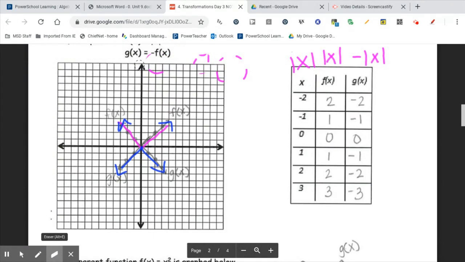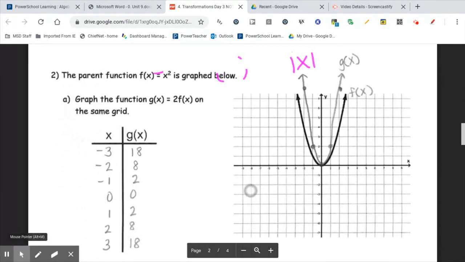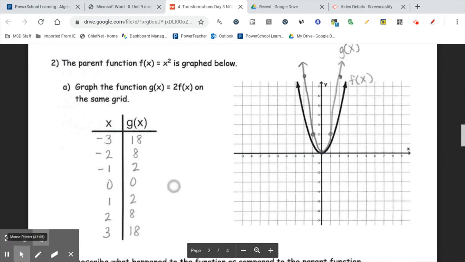Okay, moving on. Okay, so our next one. Again, pause your video, see what you can do, and then you can take a look if you're correct.